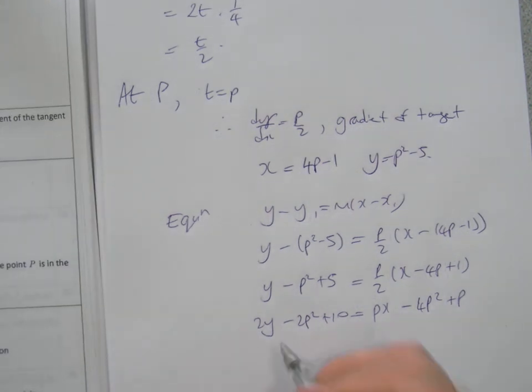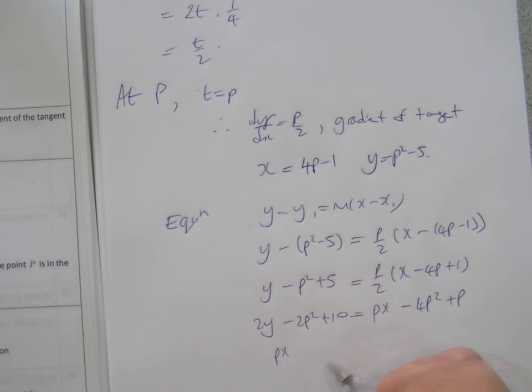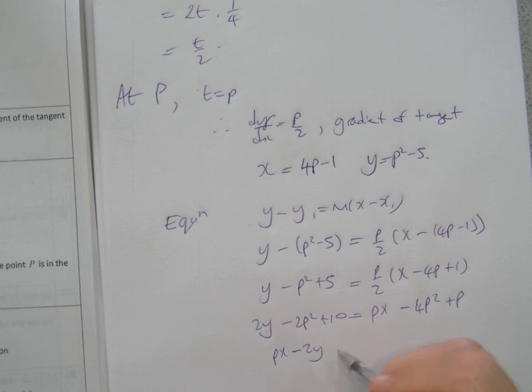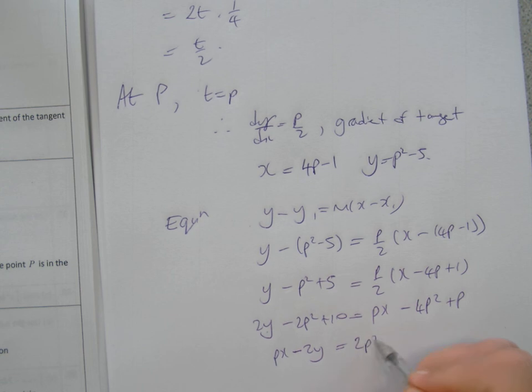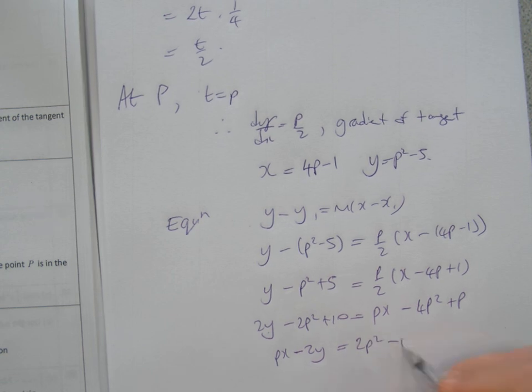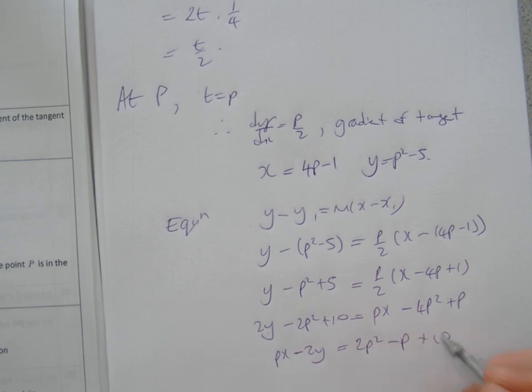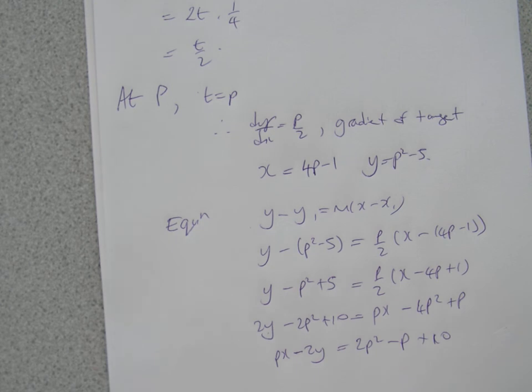So we've got the px, and then if I take this over this side, that'll become a plus. We need to take the 2y over, and then take this over that side. So that becomes a plus 2p squared, and then you've got to take the p over as minus p, and then plus 10, so you get exactly what they want.